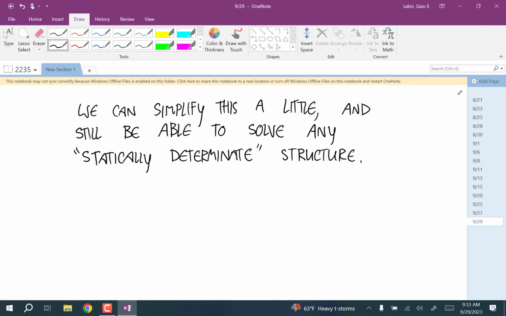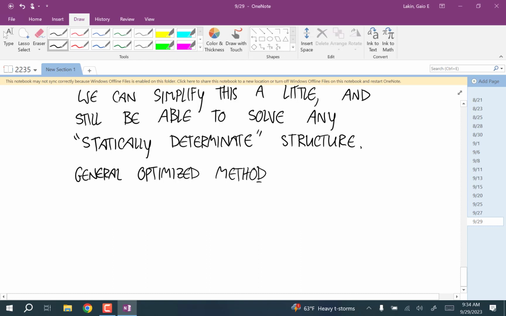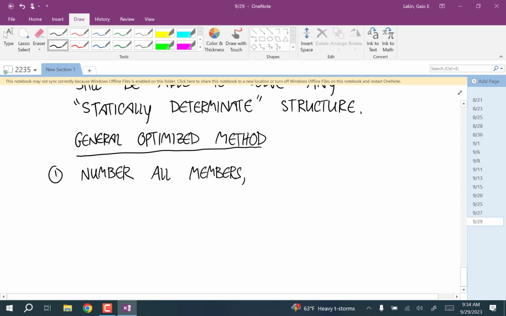Okay, we're coming up with a general method that sort of optimizes this. So here's a general optimized method. First, number all the members. And give letter names to all the joints.